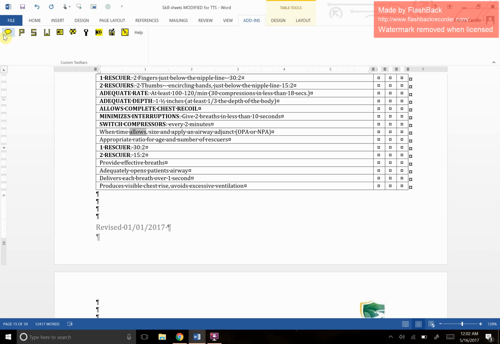When time allows, size and apply an airway adjunct, OPA or NPA. Use the appropriate ratio for age and number of rescuers: 1 rescuer, 30:2; 2 rescuers, 15:2. Provide effective breaths. Adequately open the patient's airway. Deliver each breath over 1 second. Produce visible chest rise, avoid excessive ventilation.